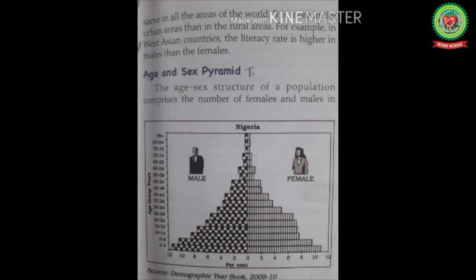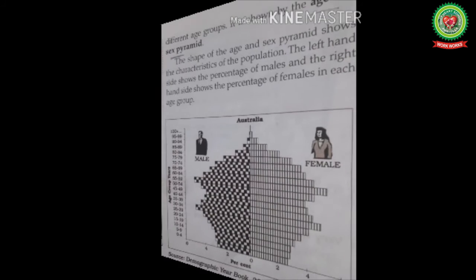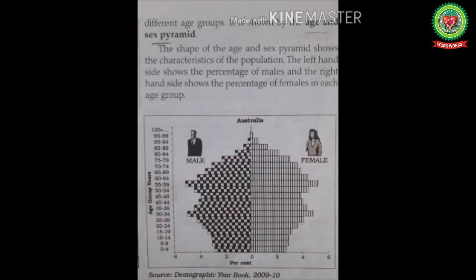Next point is age and sex pyramid. This is the last point and it is a very interesting point of the topic. The age sex structure of a population comprises the number of females and males in different age groups. It's shown by the age and sex pyramid. The shape of the age and sex pyramid shows the characteristics of the population.